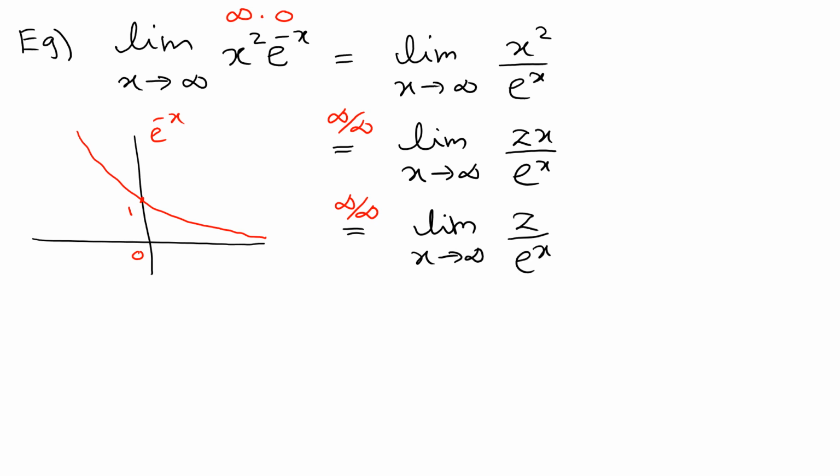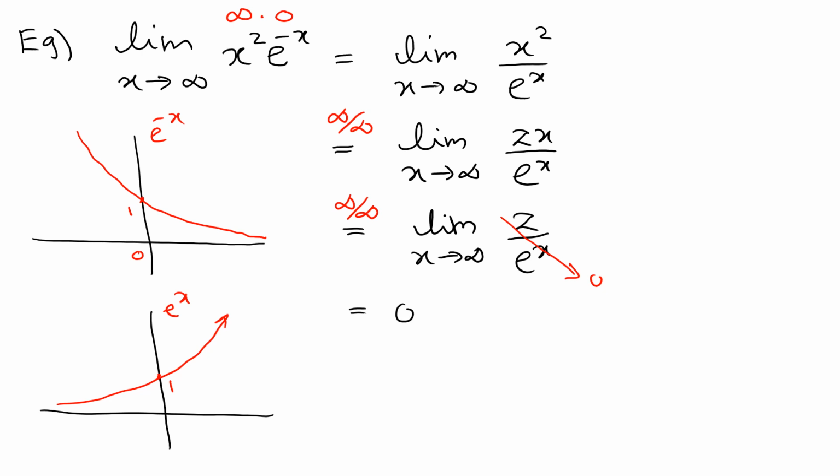Now at this step you can see that there is no x anymore in the numerator. Clearly when x goes to infinity, we know that e to the x goes to infinity. This is the graph of the e to the x function, and when x goes to infinity, e to the x goes to infinity. So that means a constant divided by infinity. The fraction is going to be smaller and smaller, so this is going to go to 0. So the answer is 0 in this case.